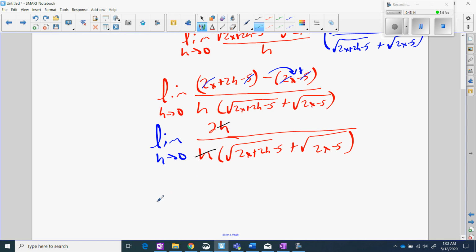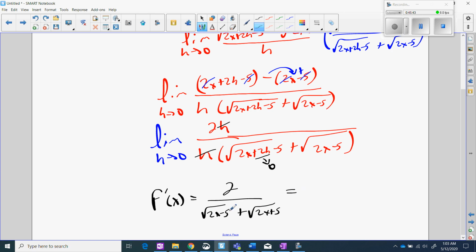So all you're left with, so I'm going to go to my notation now for derivative. F prime of x will equal, in the numerator, when that h crosses out, all that's left is a 2. This is gone from the bottom. That's good. This 2h, h is going to 0 still, so that's going to become 0. You're going to get the square root of 2x minus 5 plus, there's no h in this one, so that's just going to stay, square root of 2x minus 5.